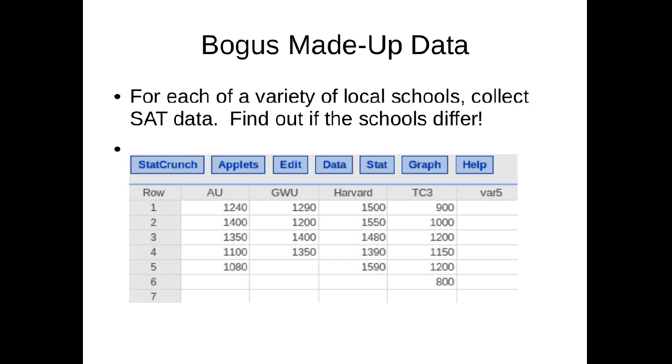For each of a variety of schools, you walk up onto the campus and you ask some students randomly, what was your SAT score? And you get some answers from AU, George Washington, Harvard, yeah, that's a local school, TC3, yeah, let's just do that.